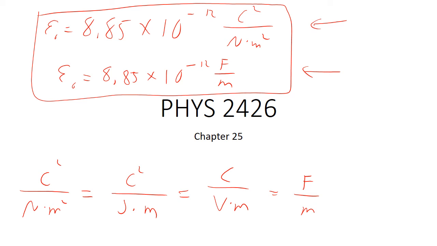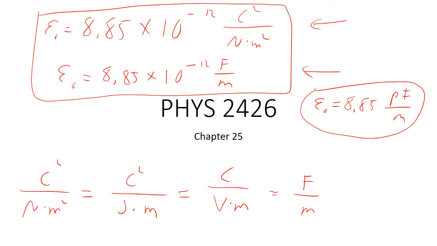In fact, they sometimes go one step further even, and so 10 to the minus 12 is a pico, so they sometimes will even write this in some books as 8.85 picofarads per meter. So that's another way you sometimes see the constant written. Once again, when I was a student, I had to keep track of all these units. I ended up having a piece of paper I just kept stuck into the back of the textbook just to keep track of all the different kinds of units.